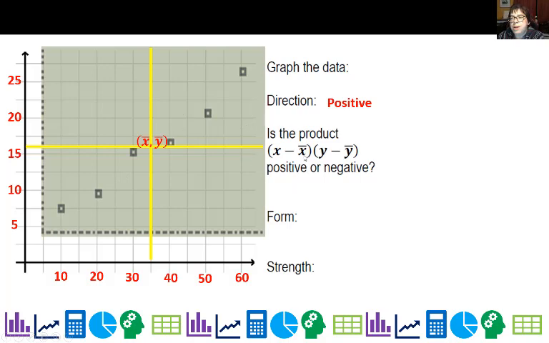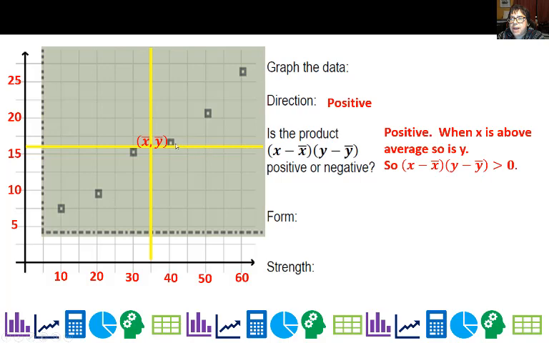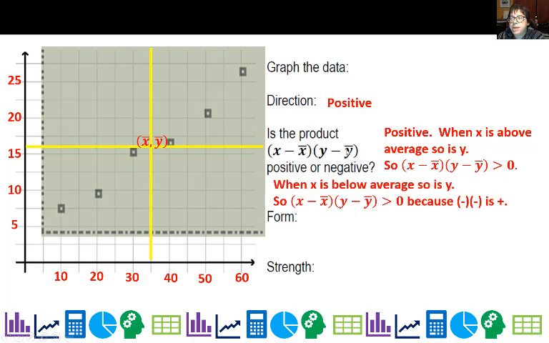So is this product, the difference between the point and the X coordinate and the X average and the Y coordinate and the Y average, positive or negative? Well, you can see that it's positive. When X is above the average, so is Y, which means these are two positive numbers, so it is greater than 0. How about when X is below average? Well, okay, so that's going to be negative, this product, and so will that be negative. Negative times negative is positive, so this is also greater than 0.